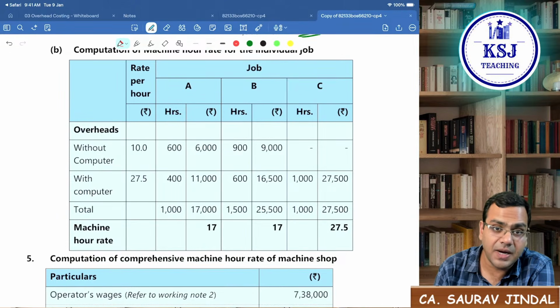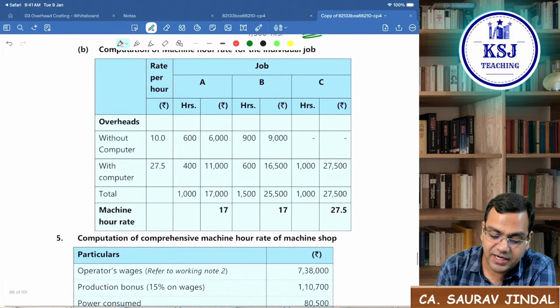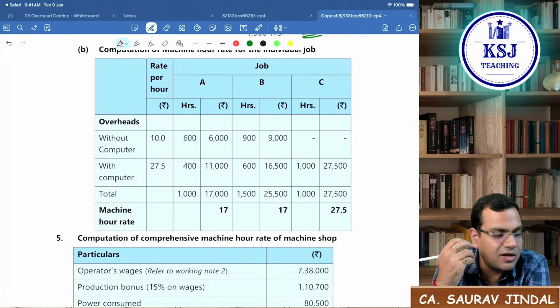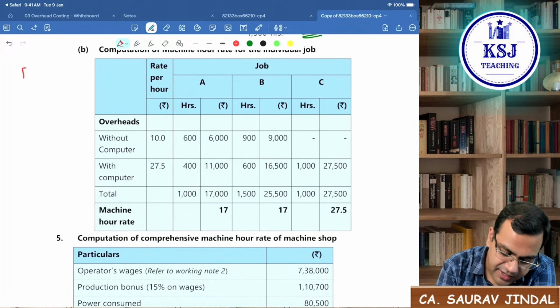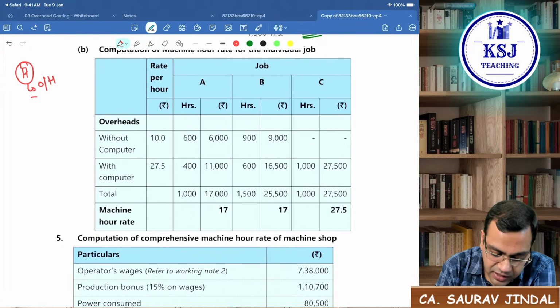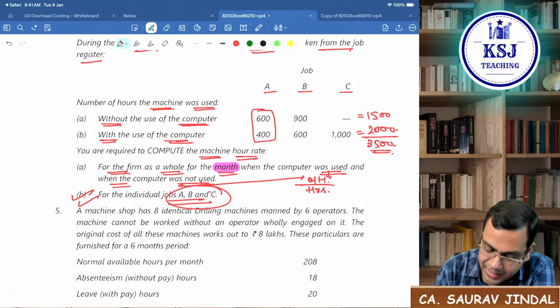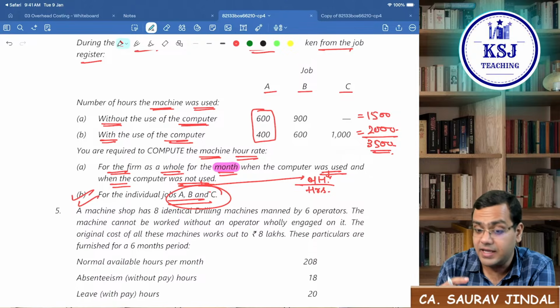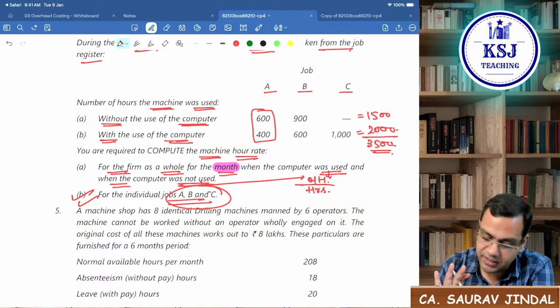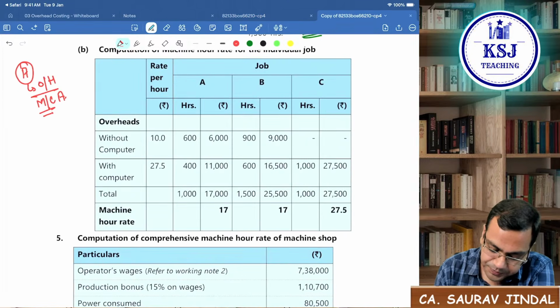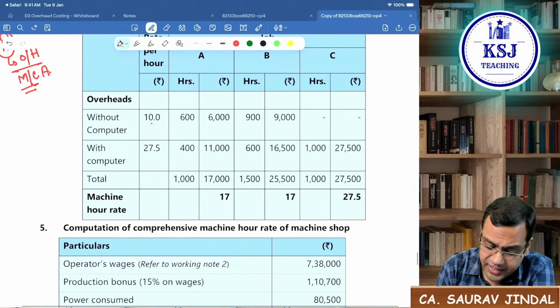Okay, let's come to the second part now, where they are asking for the machine hour rate job wise, right? So how will you do it, sir? We will calculate the machine hours for job A. If there is a job A, we will calculate the total overheads incurred on job A divided by the total machine hours on job A. This is what you will do. Clear? So for job A, the total machine hours are 1000: 600 without computer and 400 with computer. What are the overheads now? Overheads can be calculated. This rate we have calculated.